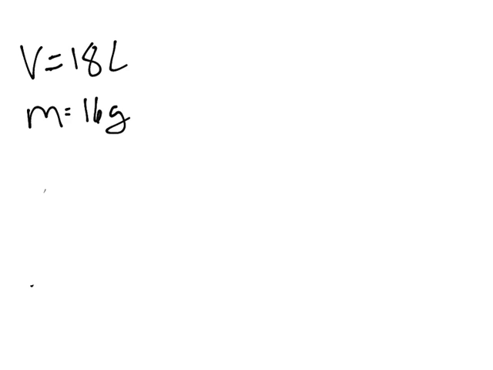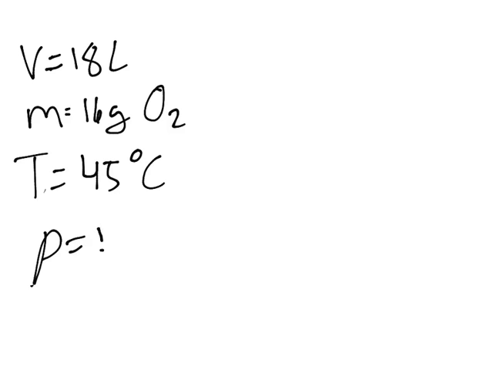This problem says that we have an 18-liter container, so that's telling us the volume is equal to 18 liters. We have the right unit. And that container holds 16 grams of oxygen gas. So we have the mass. And they're telling us that it's oxygen gas, so it's diatomic. And this is at the temperature of 45 degrees Celsius. What is the pressure in the container?